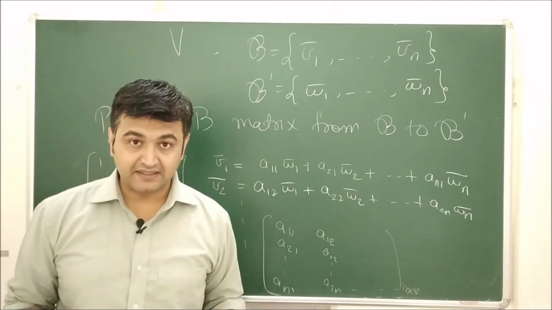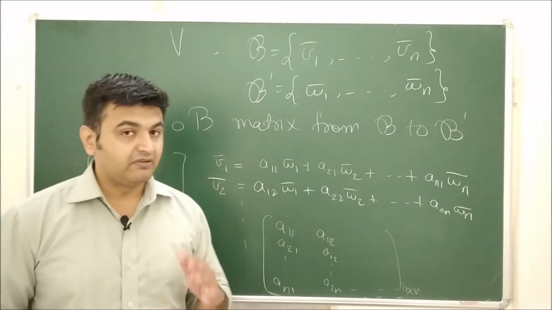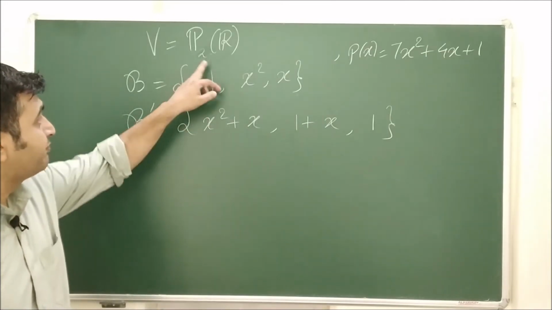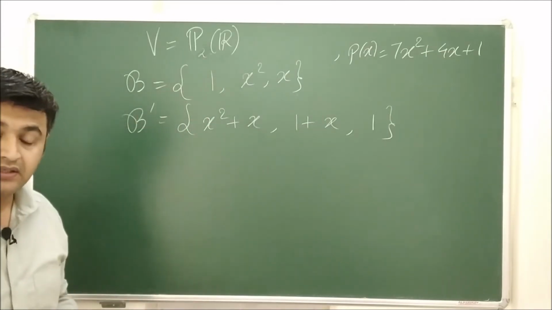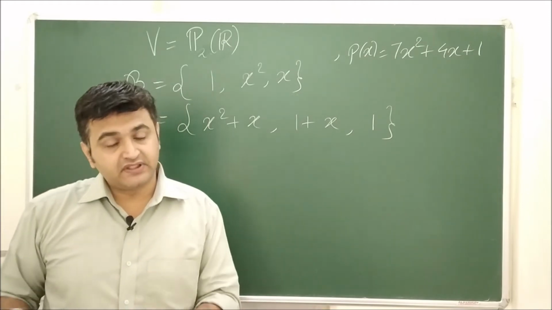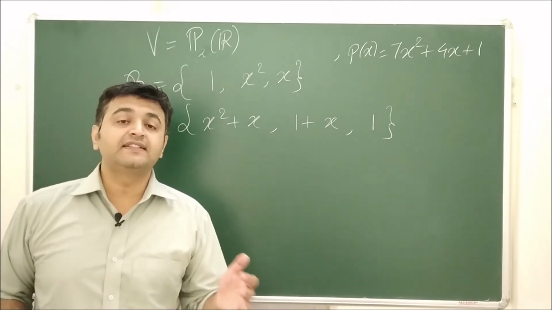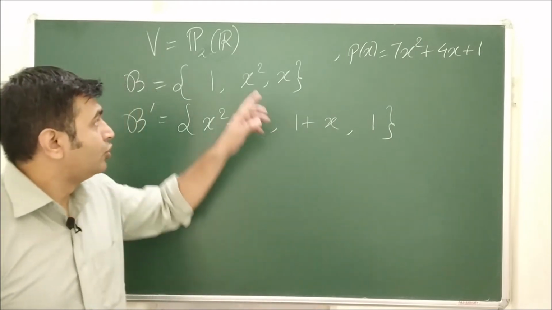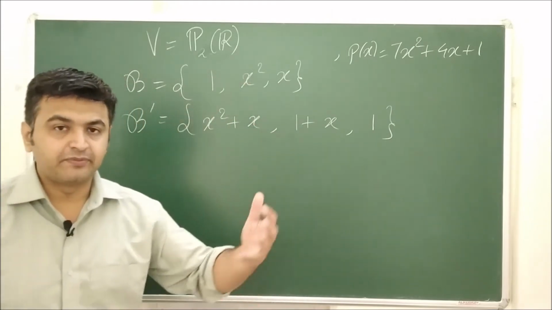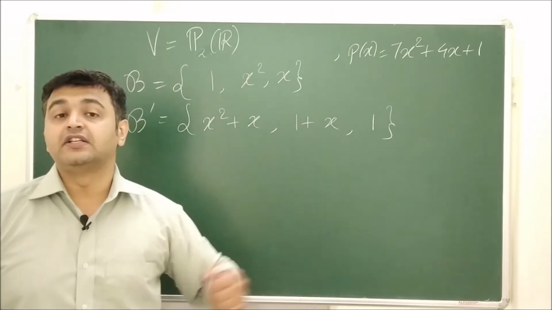Now let's see some examples so that the idea will be clear. So let's take P2 of R. What is P2 of R? It is the set of all polynomials with real coefficients whose degree is at most 2. Polynomials of the form ax squared plus bx plus c, where a, b, c are real numbers.